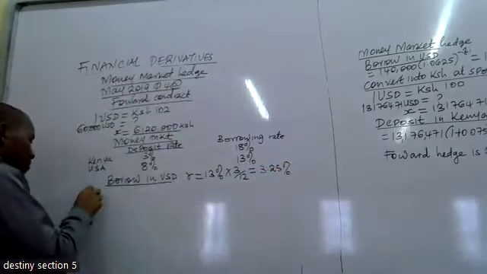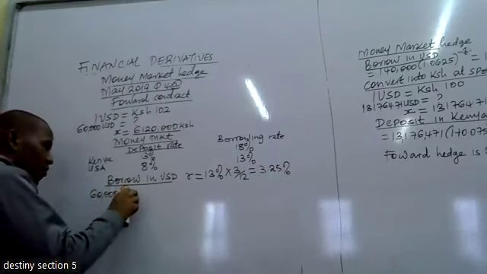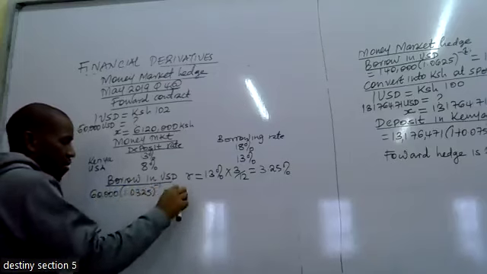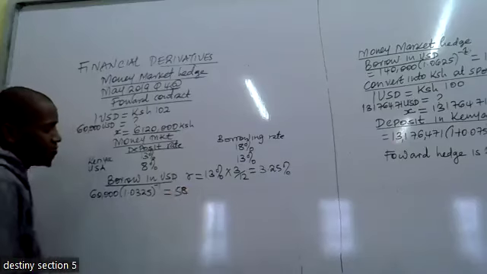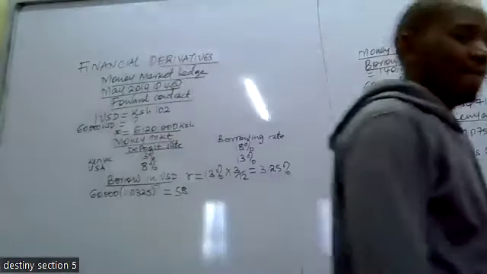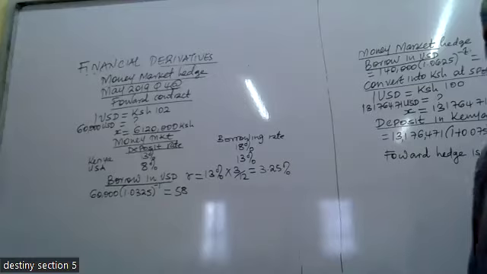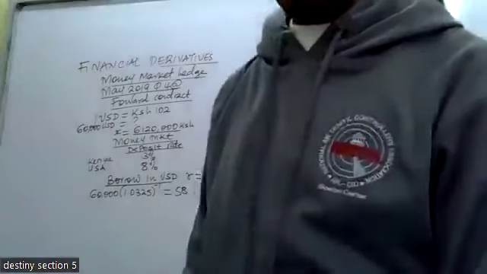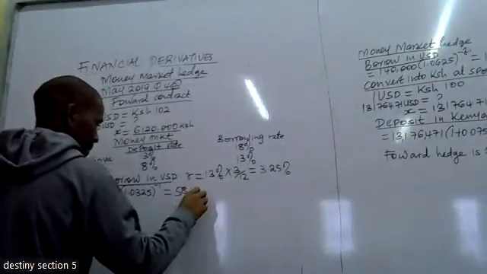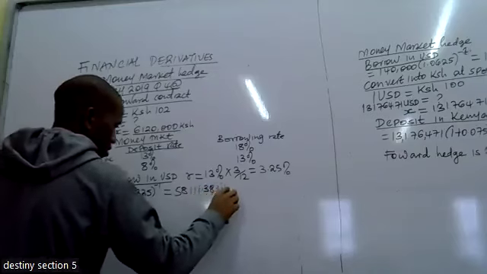Yeah, I've said you look for the present value. So it will be 60,000 divided by 1.0325, or to the power of -1. We give you 58,111.38 USD.